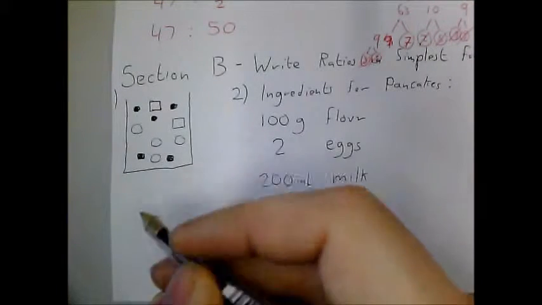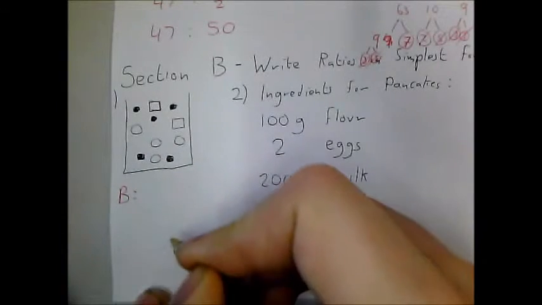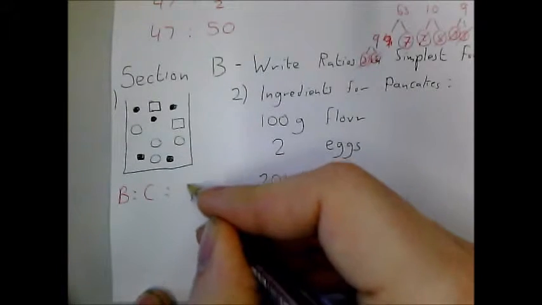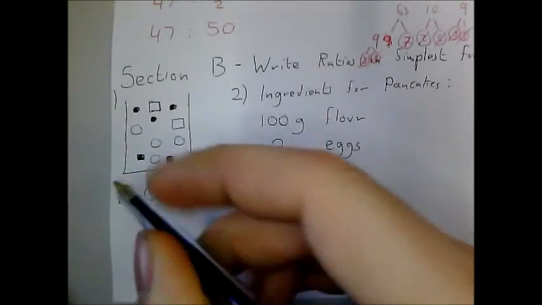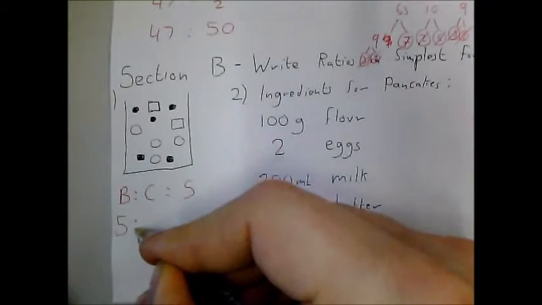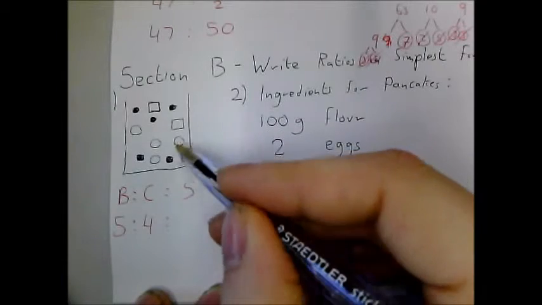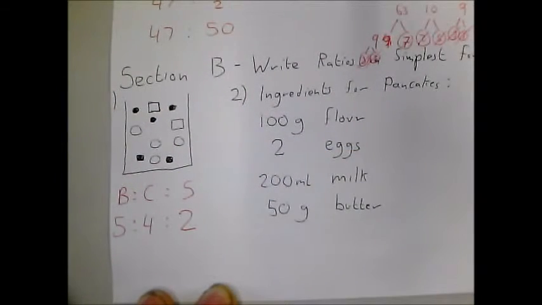So step 1, I'm just going to put in the things I have. So I've got the black dots, I've then got the circles, and I've got the squares. And I'm going to count them. So I've got 1, 2, 3, 4, 5 black dots. I have 1, 2, 3, 4 circles. And then I have 1, 2 squares.